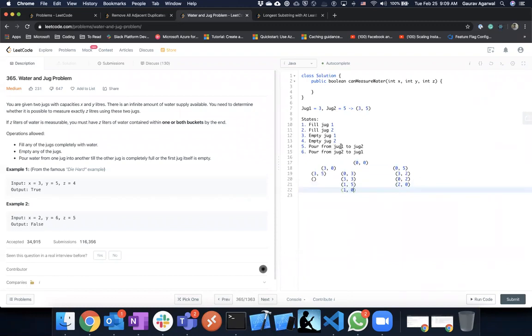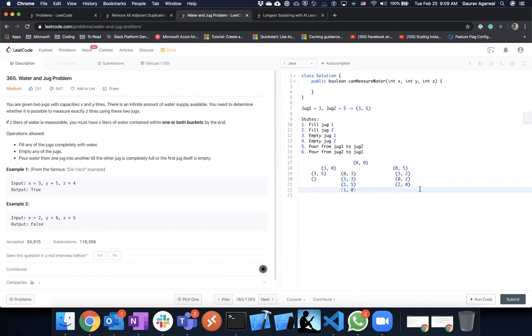Pour water from jug 1 to jug 2, jug 2 is already full. Pour water from jug 2 to jug 1. Now how much water can go into jug 1? 2. And then we are left with 3, because we are moving 2 liters here and left with 3 liters. So we already have this state in our system, we will leave this.